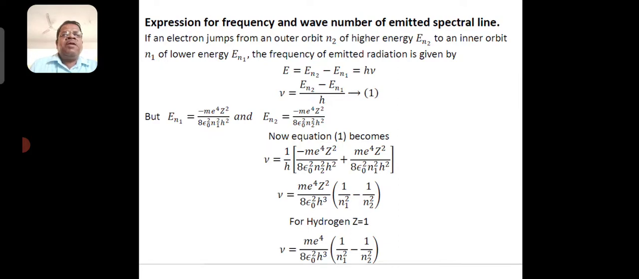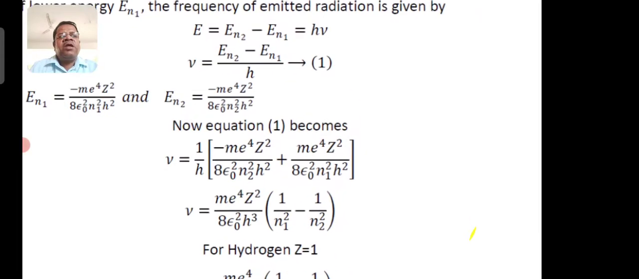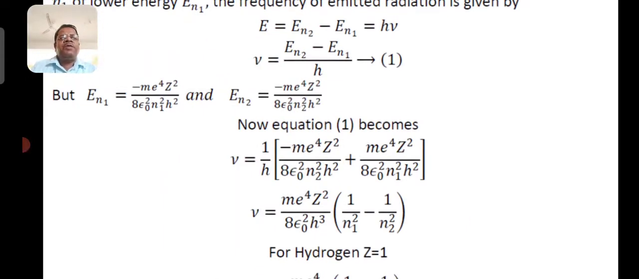We know in the previous class, energy of the electron in the nth orbit En equals to. Now on the same basis we have to write energy of the electron in the lower orbit En1 equals to minus m e to the power 4 z square divided by 8 epsilon naught square n1 square h square, and energy of the electron in the higher orbit En2 equals to minus m e to the power 4 z square divided by 8 epsilon naught square n2 square h square.